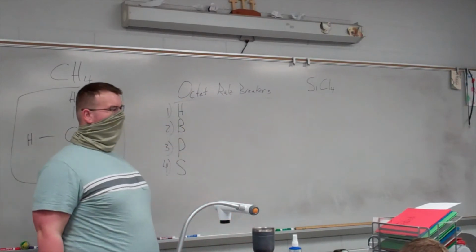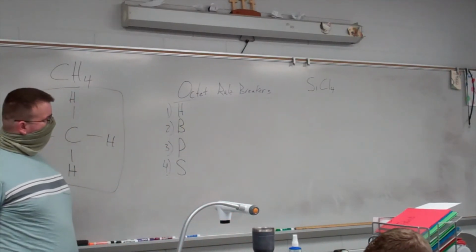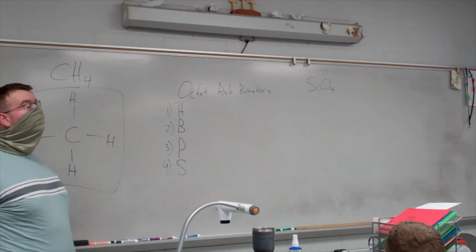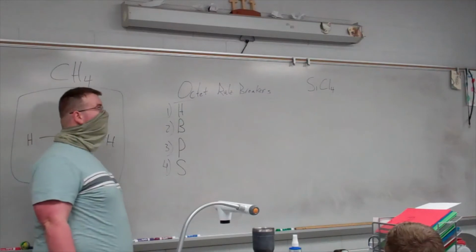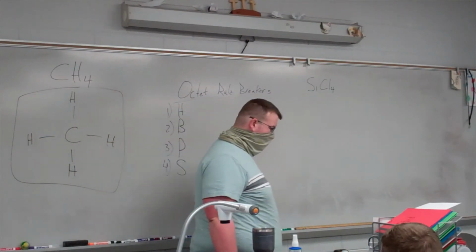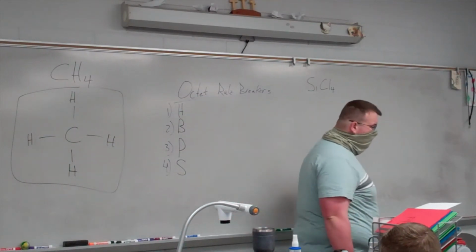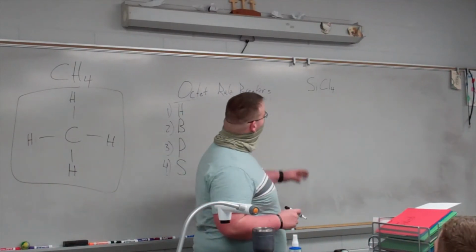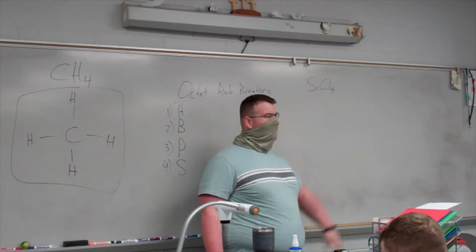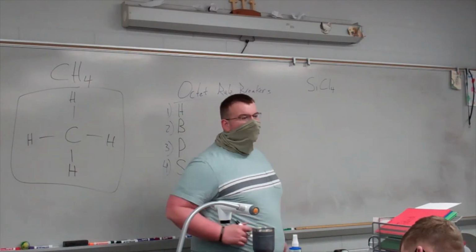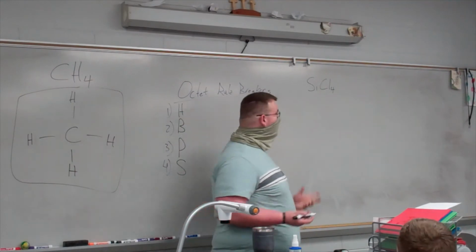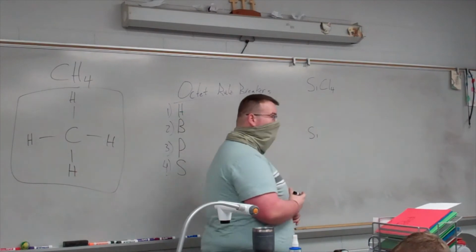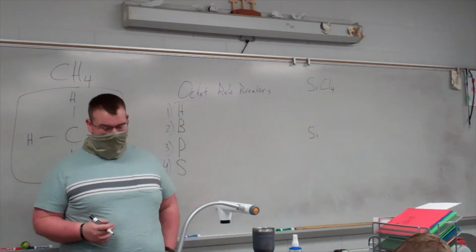Silicon tetrachloride. Step 1. Find the center atom. How do we find the center atom? Electronegativity. Which one has the lowest electronegativity, chlorine or silicon? Silicon. So silicon's the center. Next.